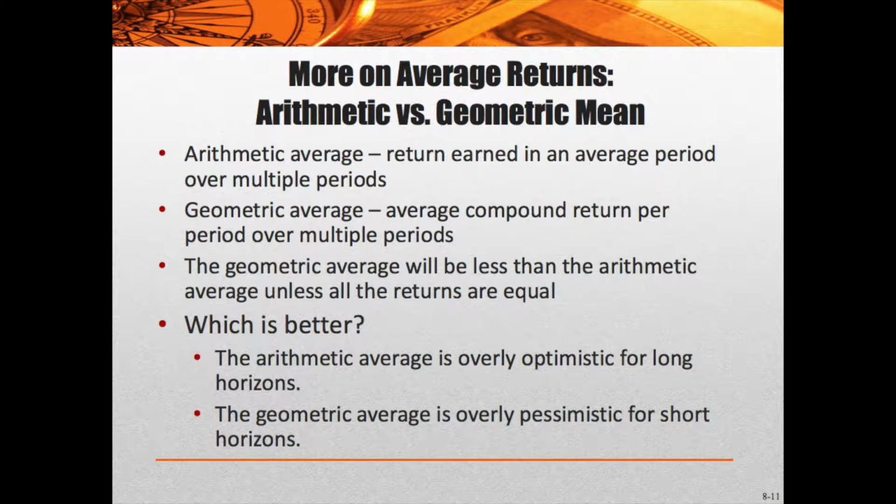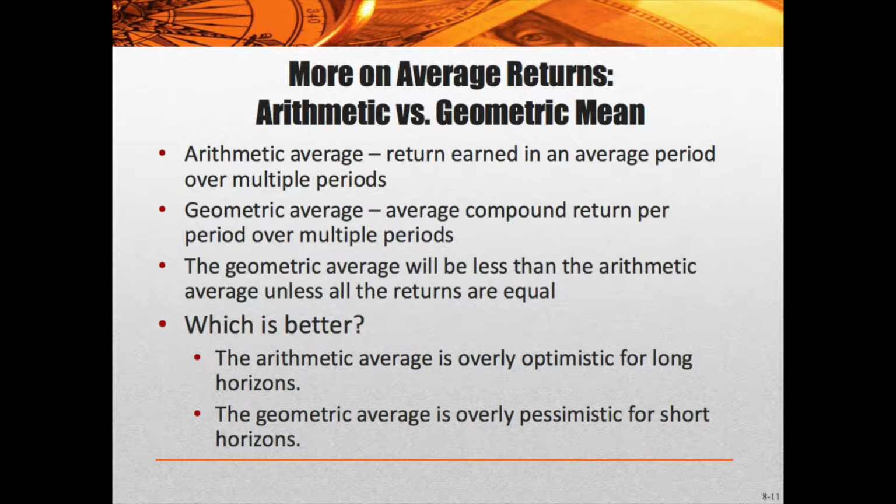The arithmetic average, which is the return earned in an average period over multiple periods. We know how to do an arithmetic average, right? You add them all up and divide by the number of time periods. That's really simple. The geometric average is the average compound return per period over multiple periods. That's a little more complicated. We like our compound interest, but it's a little more complicated to figure out, so we're going to do a problem or two on that.